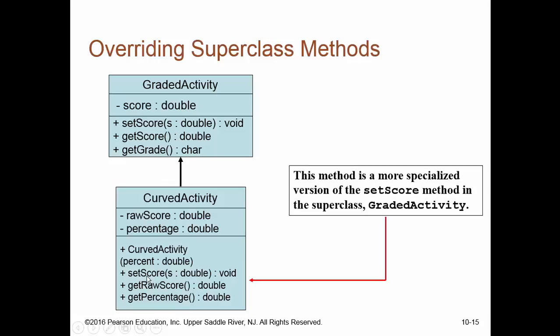So again, if we look down here, there's set score and there's set score. This set score is going to be a specialized set score that is just for a curved activity as opposed to a graded activity, because you do things differently when you're curving when you're setting the score. All right, but notice the set score has a plus, so it's public. Set score, String, void. So everything that's in here and in here is exactly the same. But what we're doing in the child is we're refining the method that was originally written for the parent.